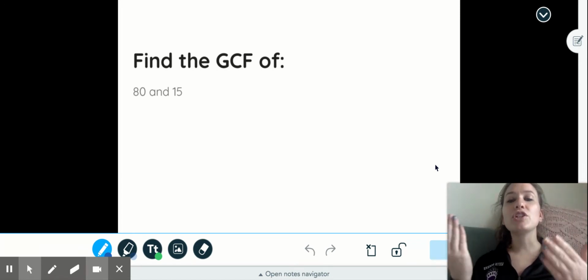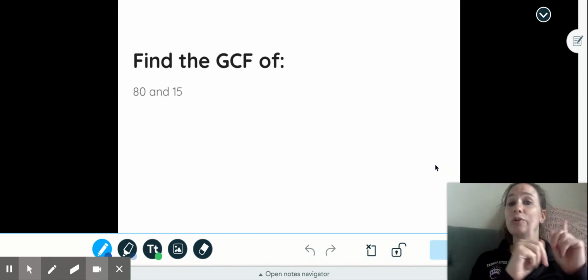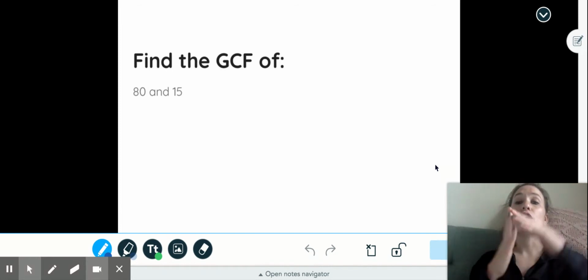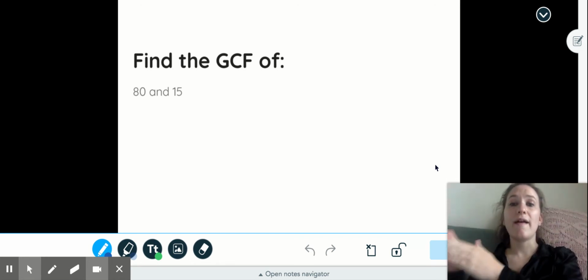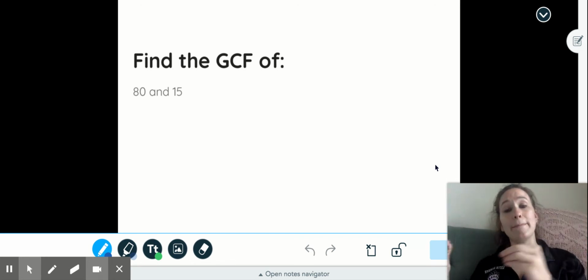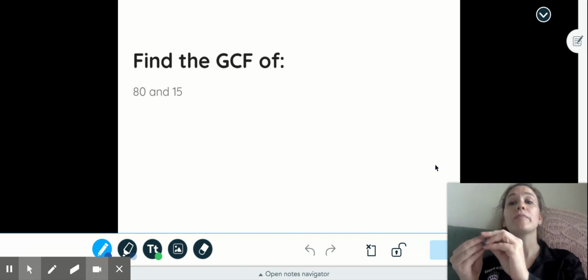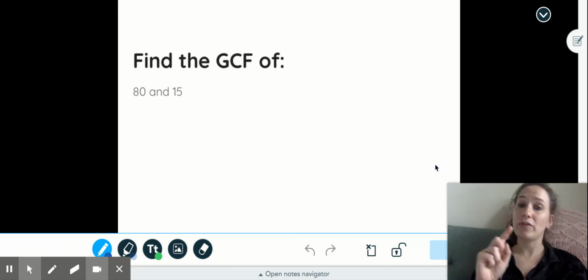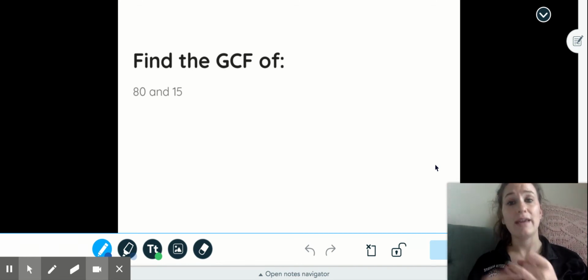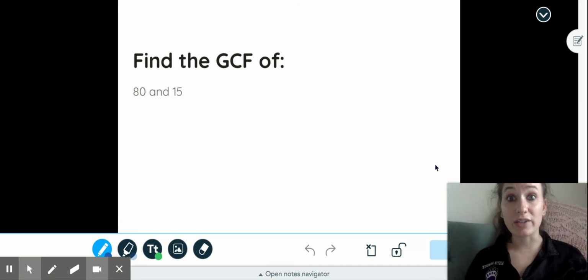So if I'm looking for the GCF, which again stands for the greatest common factor, the greatest, biggest, common, shared factor, and we know factor is something that makes up a number, then I need to find the factors of each number first. So if I'm trying to find the greatest common factor of 80 and 15, I need to find the factors of 80, find the factors of 15, and find the greatest common factor.